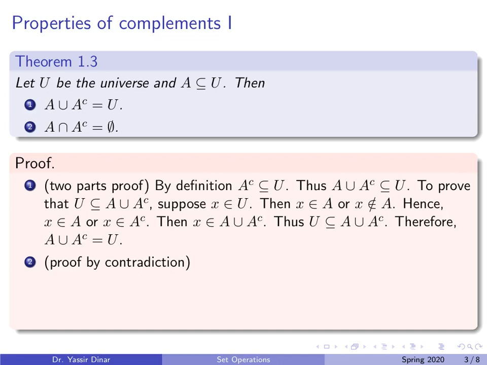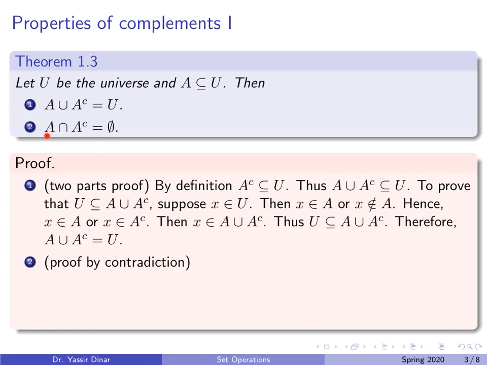Thus, since X belongs to A union A complement and X is any element in U, that means U is a subset of A union A complement, and therefore by the two parts, first we prove that A union A complement is a subset of U, and then we prove that U is a subset of A union A complement. Thus, these two sets have to be equal. Now, we go to prove the second statement.